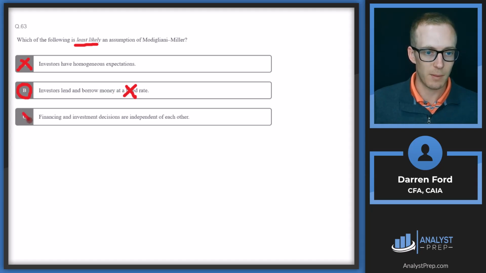And so C, we should be able to rule out: financing and investment decisions are independent of each other. And this is going to be an assumption of Modigliani-Miller, essentially that investors are making decisions, not necessarily that they're interconnected and intertwined, but they are making one-off decisions that are independent.